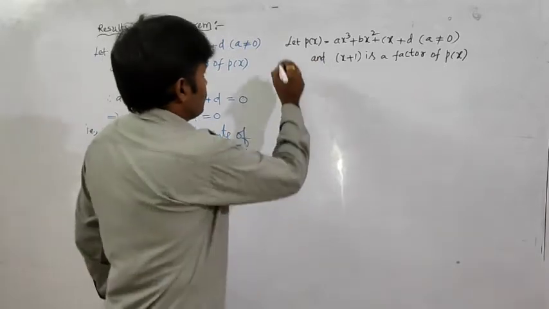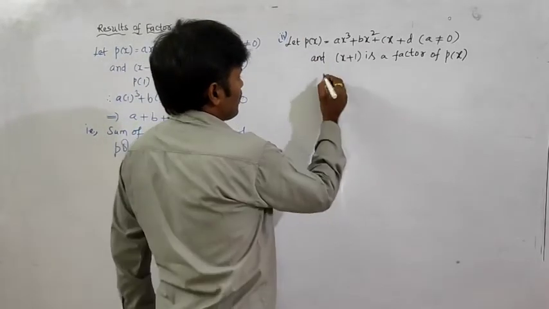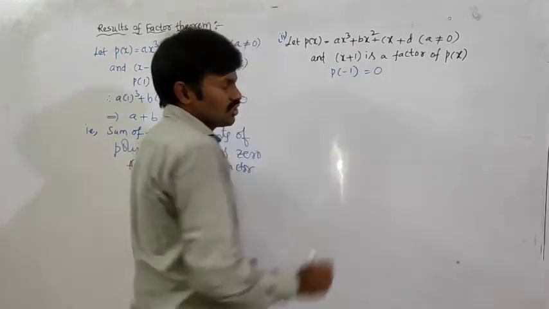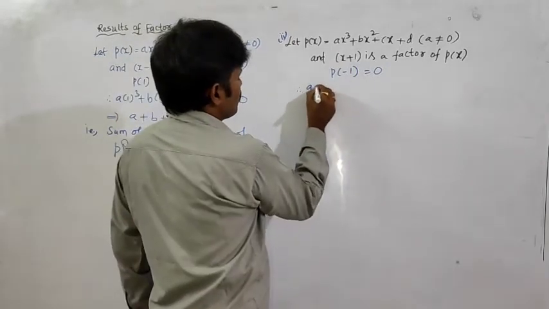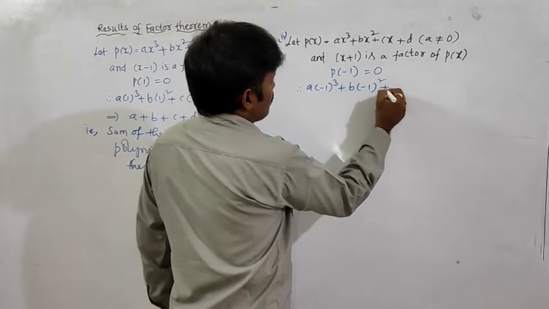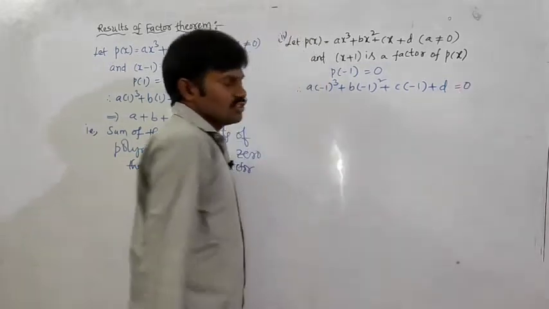Now see the second result. Here x plus 1 is a factor. So according to the factor theorem, what is the condition here? P of minus 1 is equal to 0. Put x equal to minus 1, then it becomes a into minus 1 whole cube plus b into minus 1 whole square plus c into minus 1 plus d, that is equal to 0.